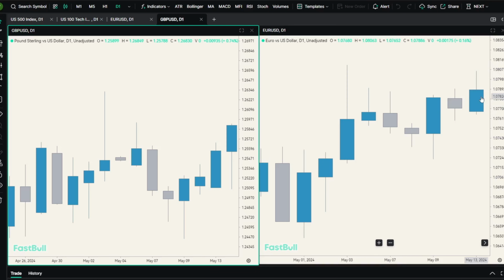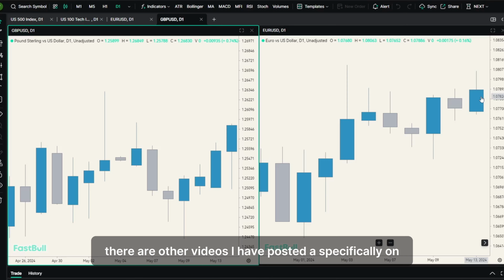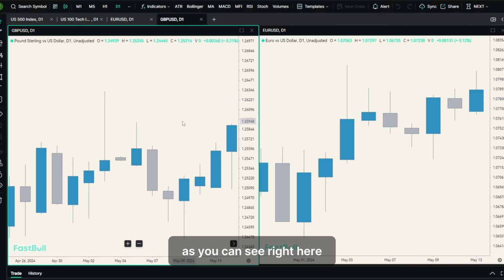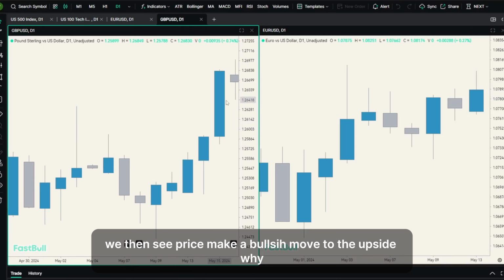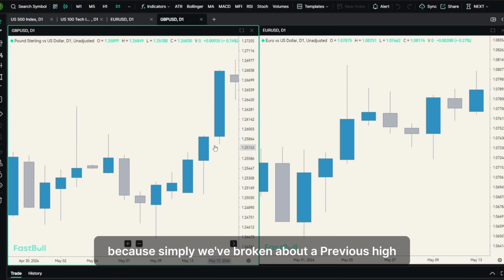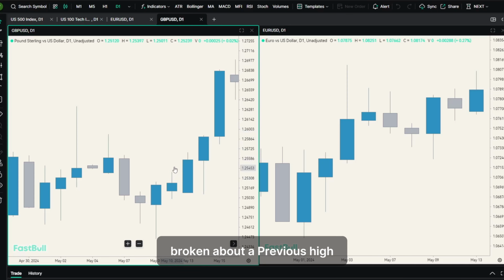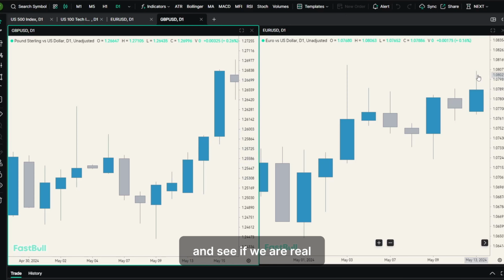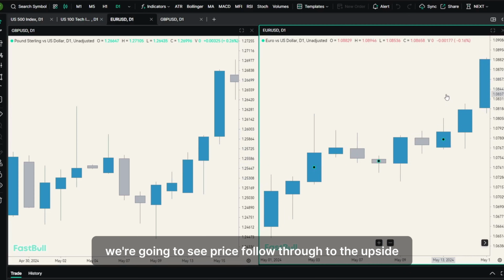As I said, guys, from here, you can then go down to the lower time frame to look for your entry model. If you guys do need specific entry models, there are other videos I have posted specifically on how to trade a lot of these models. As you can see right here, we then see price make a bullish move to the upside. Why? Because simply, we've broken above a previous high, we're then looking to see price break above the next high. And same thing right here, we're going to see price follow through to the upside, okay?